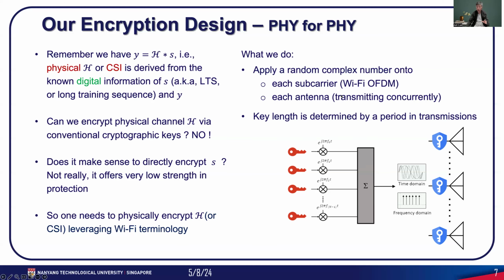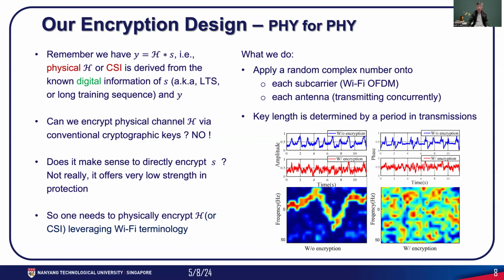So what we can do is put our keys onto these subcomponents. Here we illustrate that we can put keys onto different subcarriers, and most prominently, we can put keys onto individual antennas. Then we let this be transmitted at the same time and get mixed in the air. That offers the physical encryption.